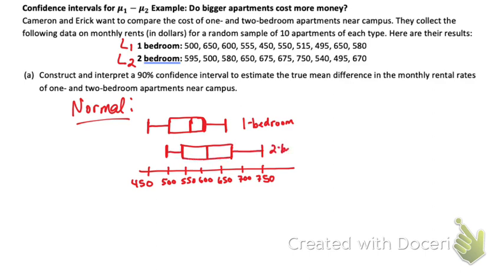All right, here's the two-bedroom apartment. Okay. My box plot is almost complete. What am I missing? I need to label my x-axis. What are these numbers? These are rental rates.